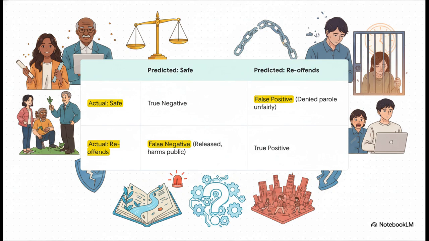Just imagine a parole algorithm. A false positive means the model says someone is a risk, but they actually weren't. That person is denied parole unfairly. A false negative is the opposite. The model says they're safe, but they're released and go on to harm someone. So, which error is worse? There is no easy answer to that question.